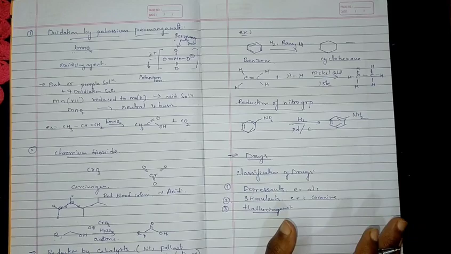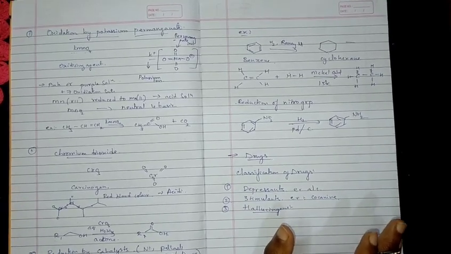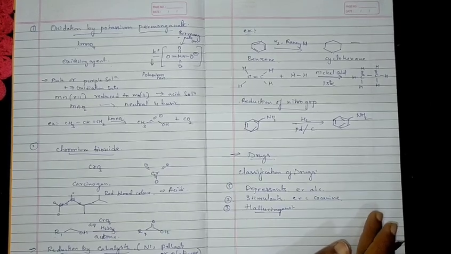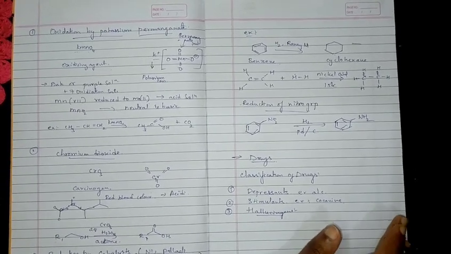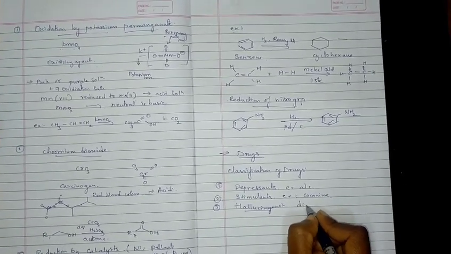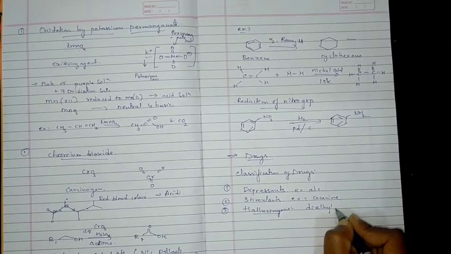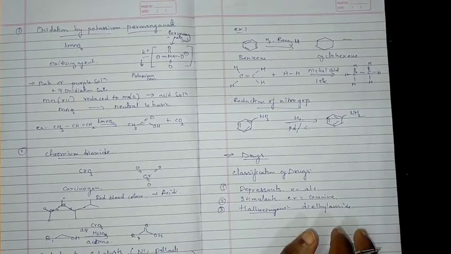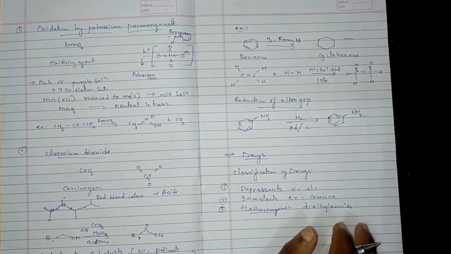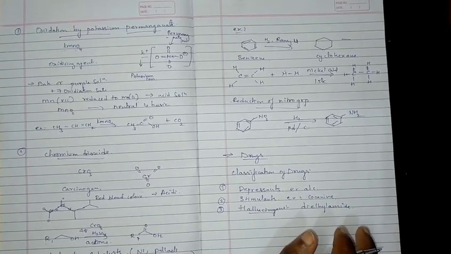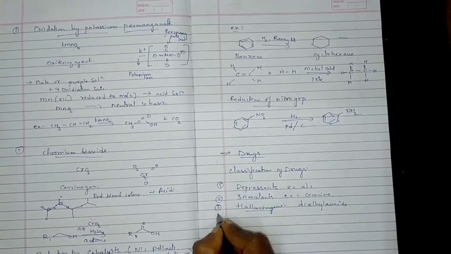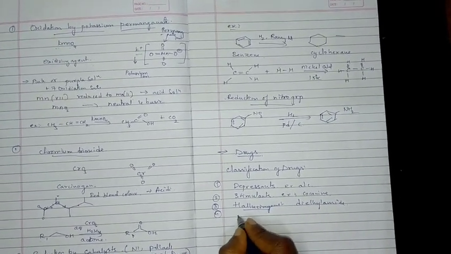For example, I can say dimethyltryptamine, or lysergic acid diethylamide. These are a few examples which show the effect on our central nervous system and our brain.